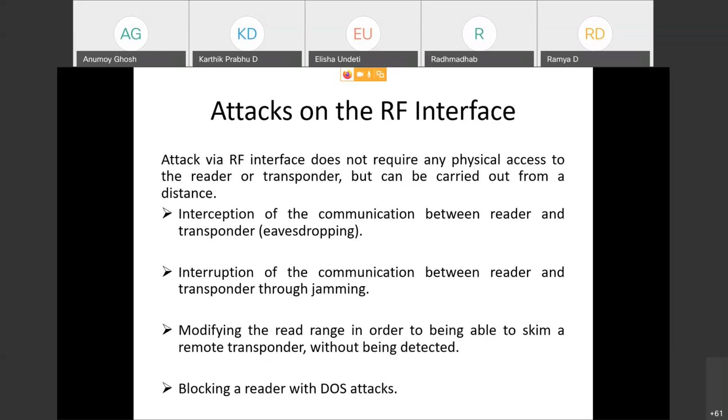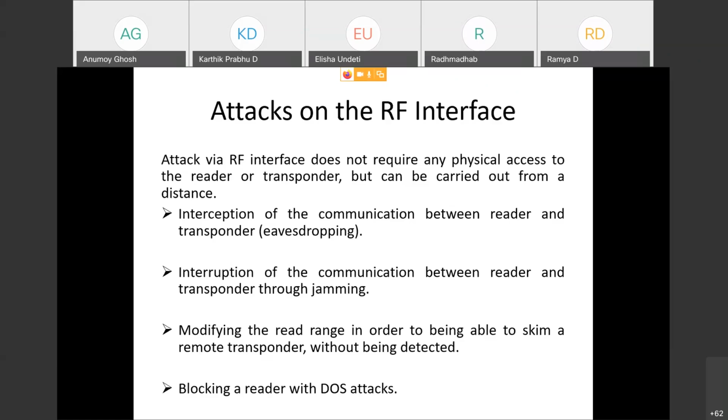Third is modifying the read range in order to be able to skim a remote transponder. Now what happens if there is a person driving a car who does not want to pay toll at the particular toll station? A reader and a transponder, the reader and the tag, work in a definite read range, as I've given you the formula from the Friis transmission equation. Now the tag may be modified in such a way that the read range will be reduced. Suppose the read range of the original tag to reader is say 5 meters.